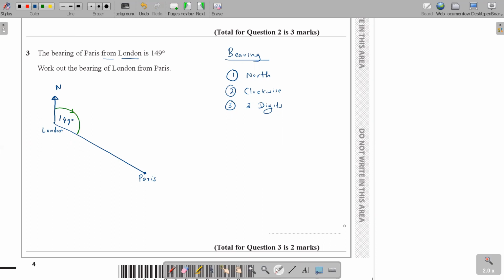Now what do they want us to do? Work out the bearing of London from Paris. So you need to work out the bearing of London from Paris, which means now the north must be drawn at Paris. So now we draw the north at Paris, and then we need to measure the angle. The bearings are measured from the north to the clockwise direction. So starting from here, I'll measure my angle to the clockwise direction.